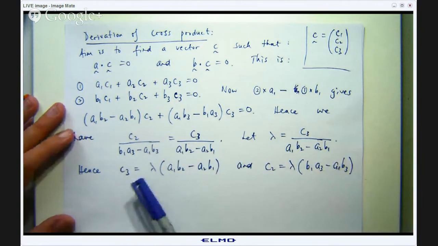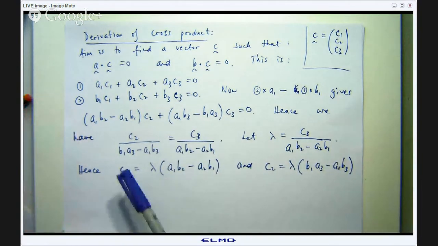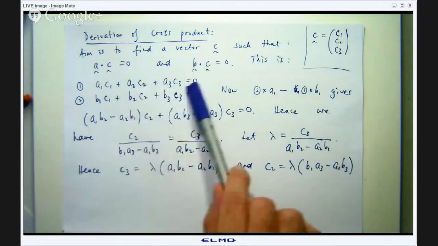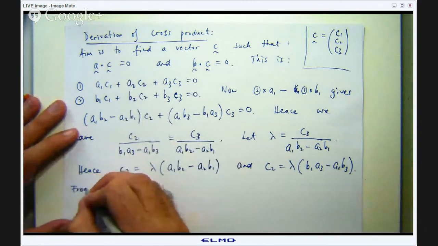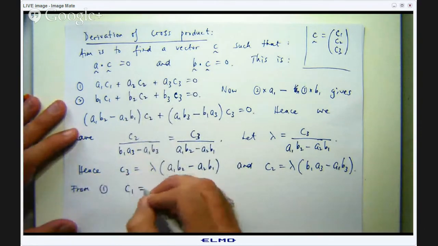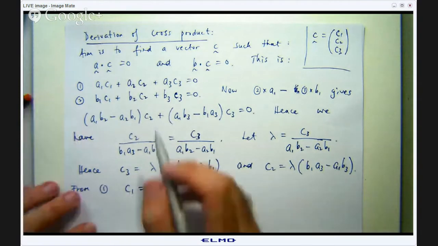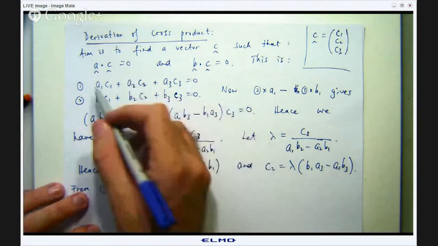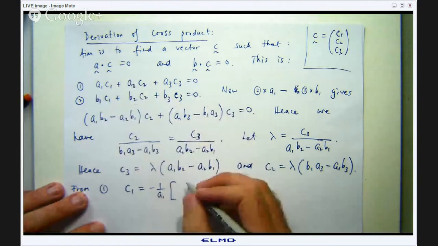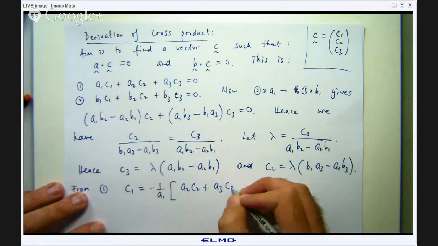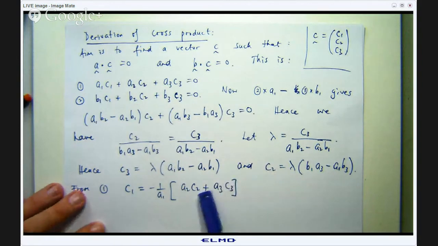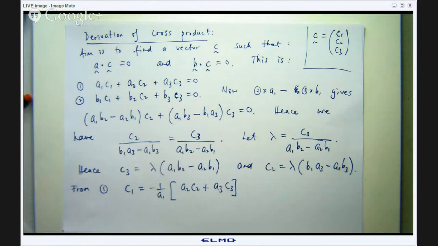Okay, and now all I really need to do is get an expression for C1. Okay, so I can get an expression for C1 from, say, equation 1. So if I take those to the other side and divide by the A1, I'll get something like this. Now I can replace C2 and C3 with these things involving the lambda.